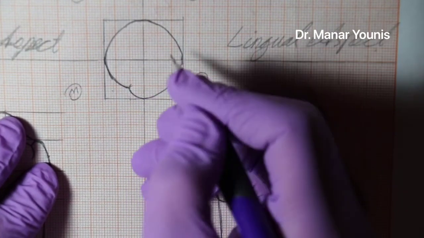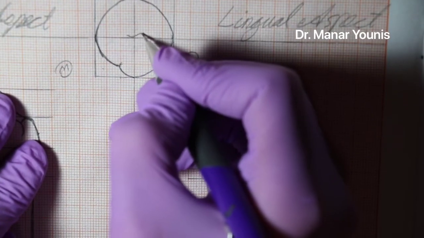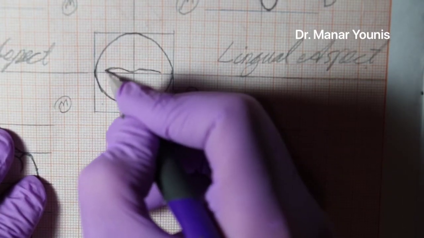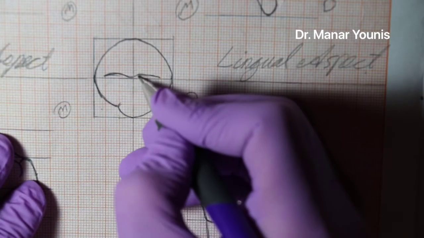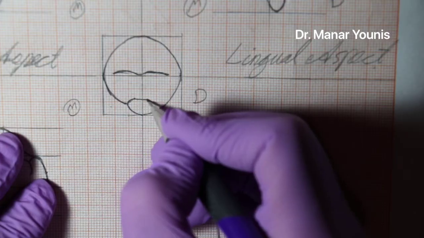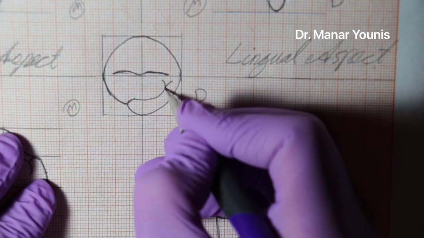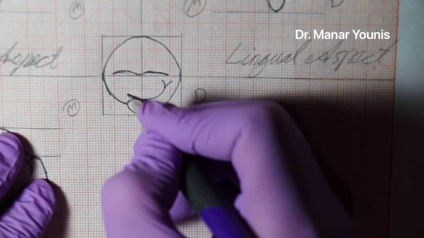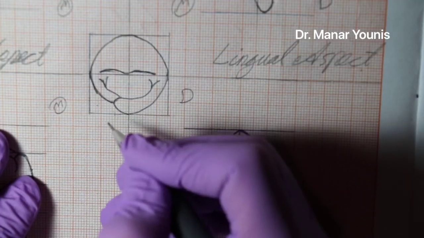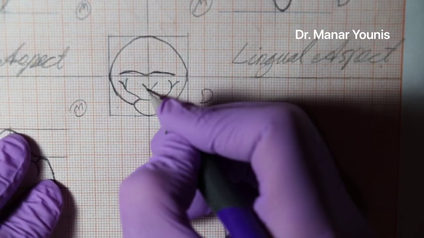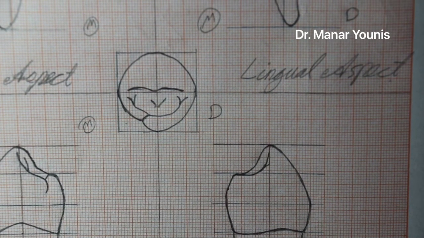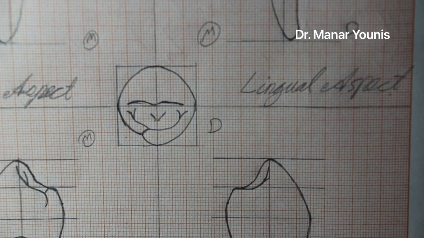I will draw the outline, or the cusp ridges, of the buccal cusp, which is nearly centered over the root. We have the distal developmental groove with the distal fossa, which is directed buccally, and the mesial developmental groove with the mesial fossa, which is also directed buccally. So these are the outlines of the mandibular right first premolar from all aspects.